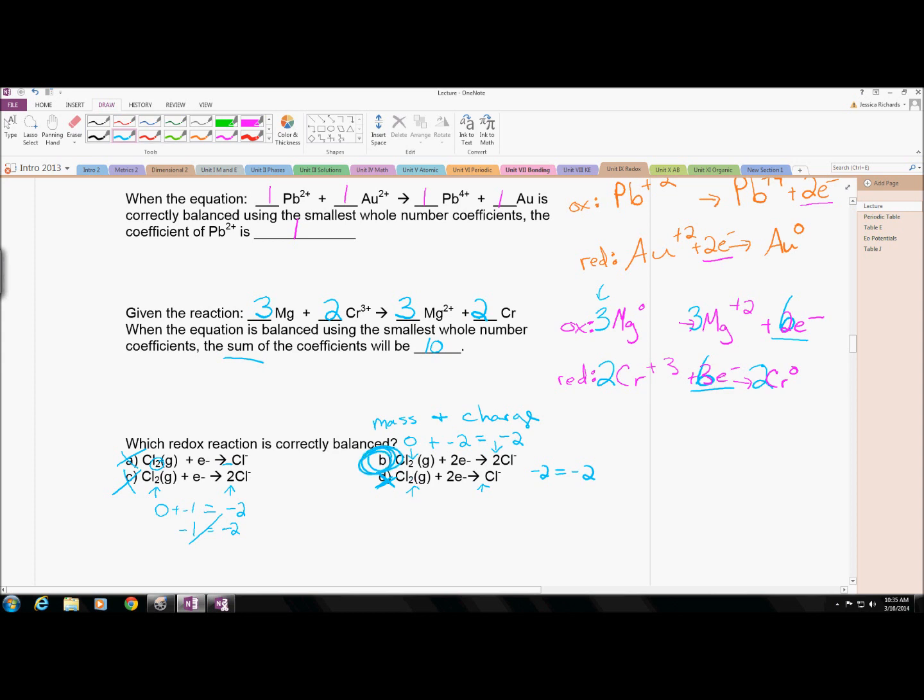So take it one step at a time. Look for number of pieces first. That's your mass. Then check your electrons for the charge. They have to obey both. That's the law of conservation.